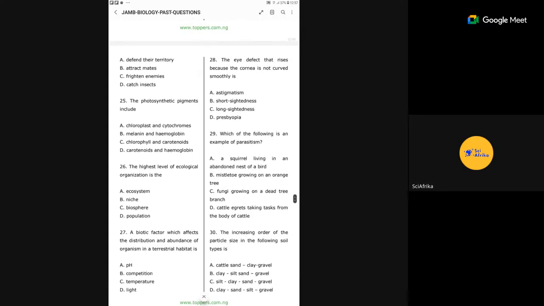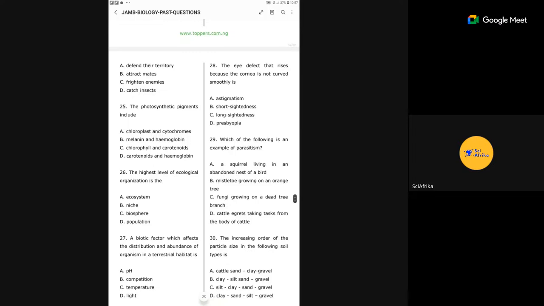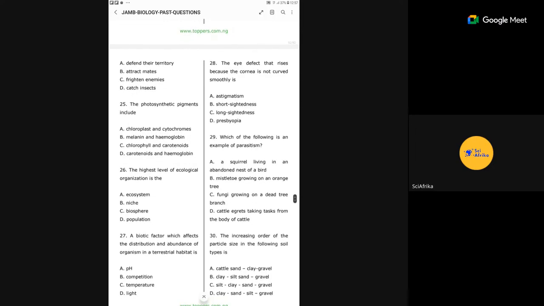So we'll go to number 28. The eye defect that arises because the cornea is not curved smoothly. We have astigmatism, short-sightedness, long-sightedness, and presbyopia. Which of these is the answer to our question? Since they said the cornea is not curved smoothly, the answer is astigmatism.